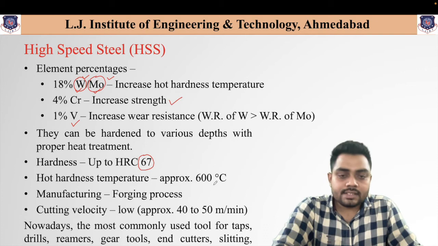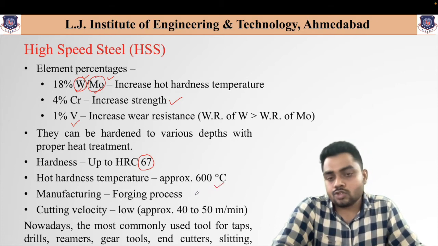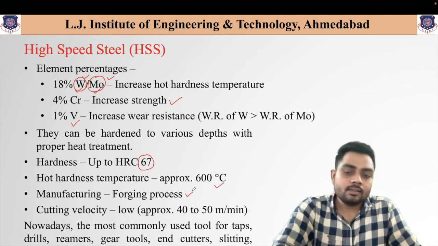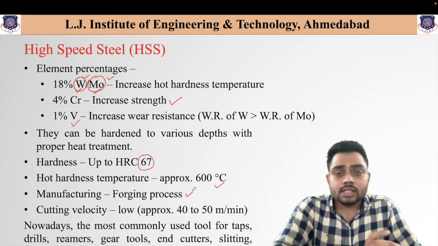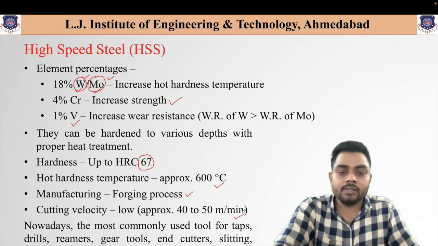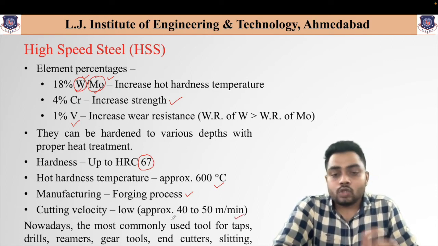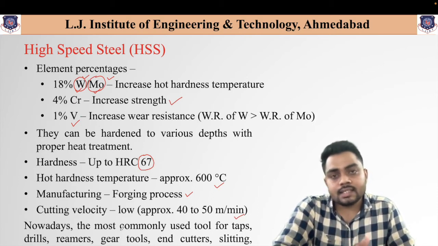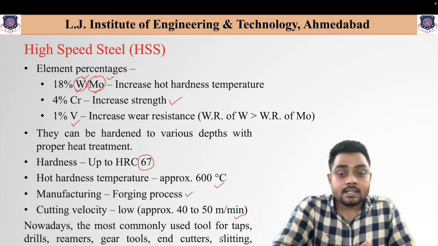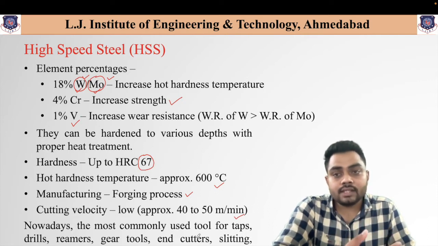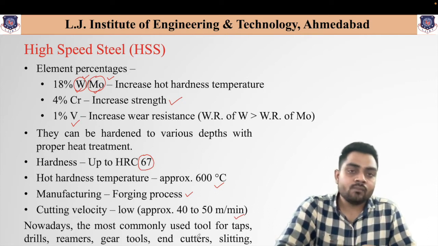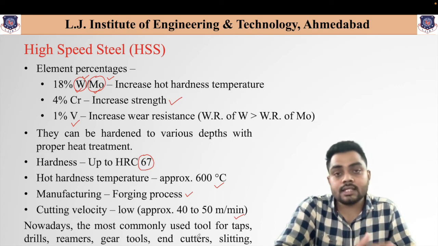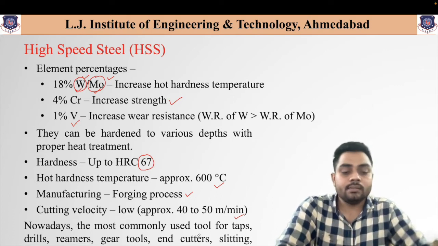Its hot hardness temperature is 600 degrees Celsius, and it is also manufactured using different forging processes. This can be used up to a higher cutting velocity, approximately in the range of 40 to 50 meters per minute. The most commonly used tools made from high speed steel are taps, drills, reamers, gear tools, end cutters, slitting tools, broaches, etc. These tools are manufactured using this high speed steel material, and it is still used nowadays because of its cost compared with the other tools available.